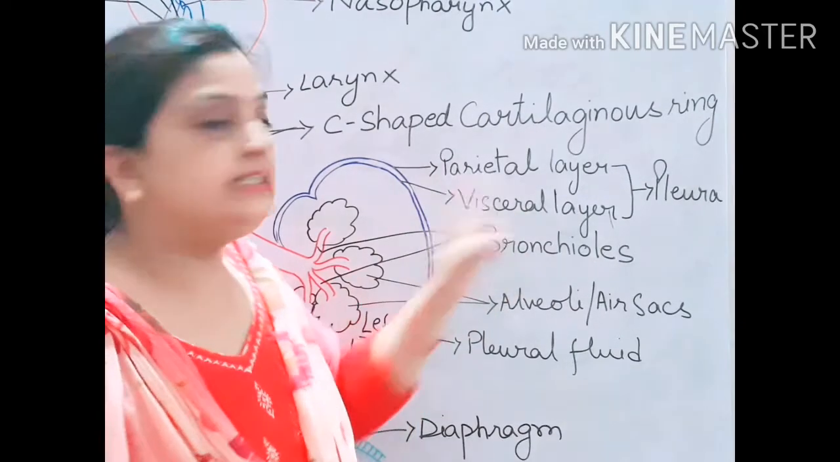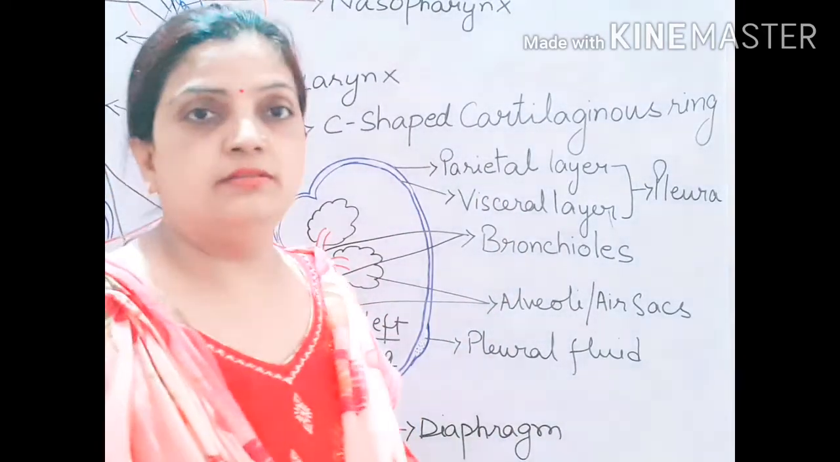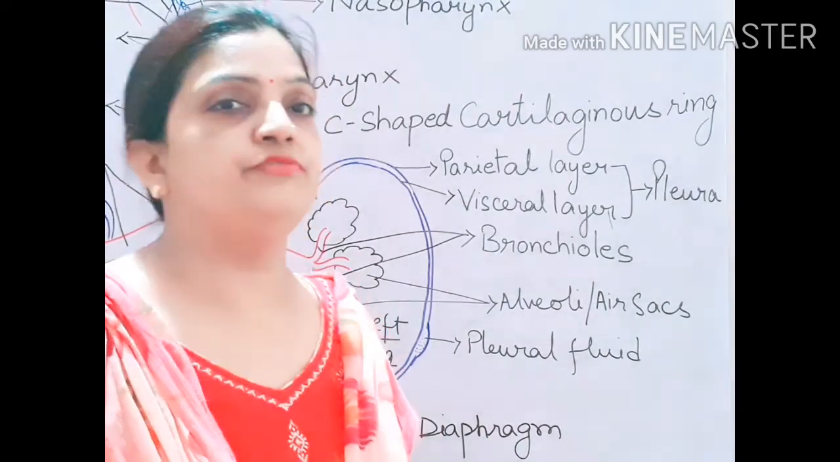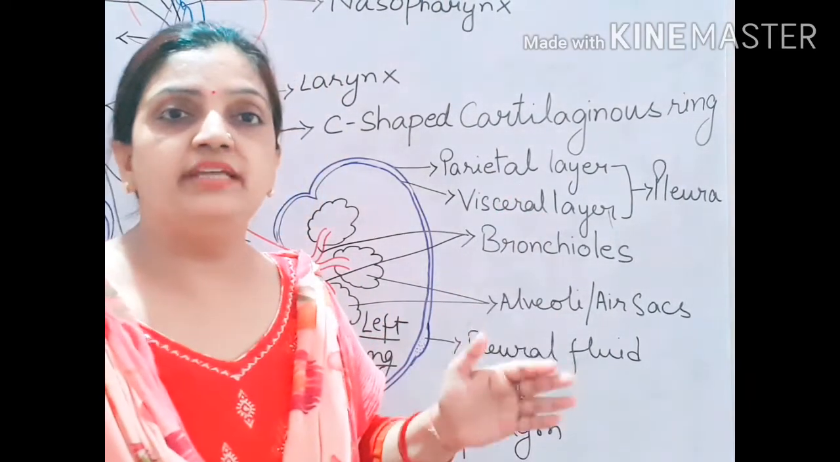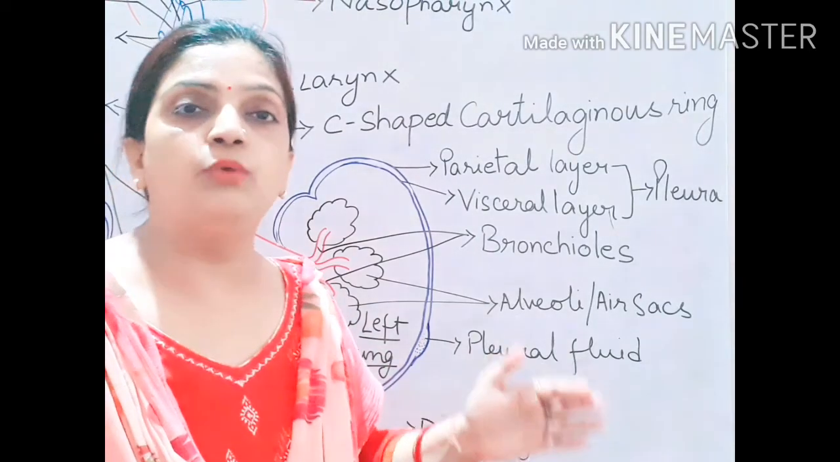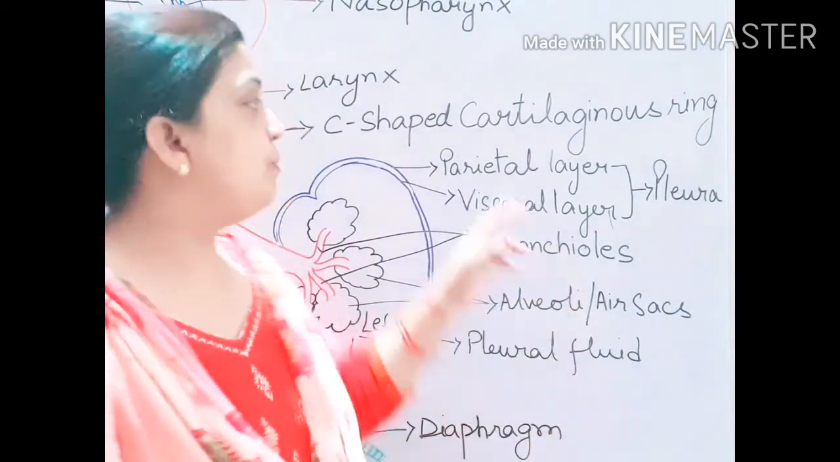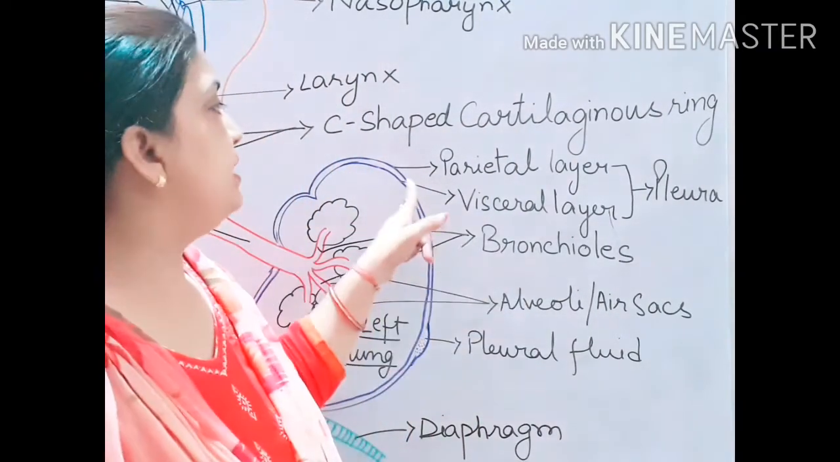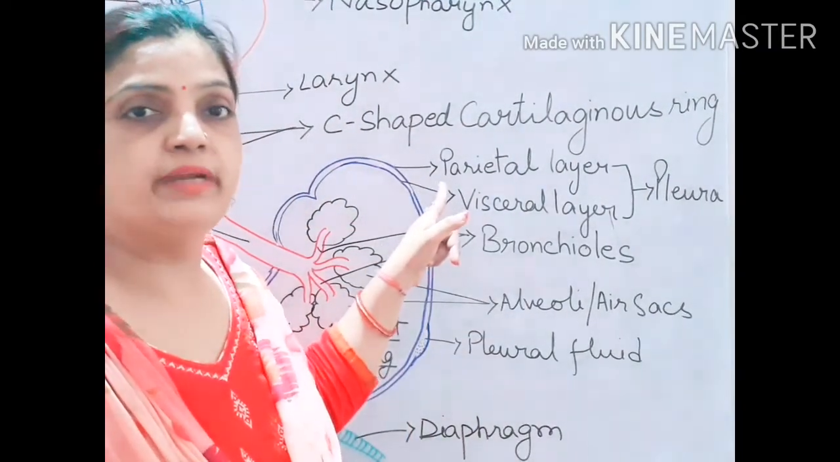Children, parietal is very easy to learn. If you understand the meaning, it is very easy for you to learn. Parietal means periphery, outer boundary, outer wall. So the parietal layer is the outer wall of the lung. That is why it is called the parietal membrane or parietal layer.